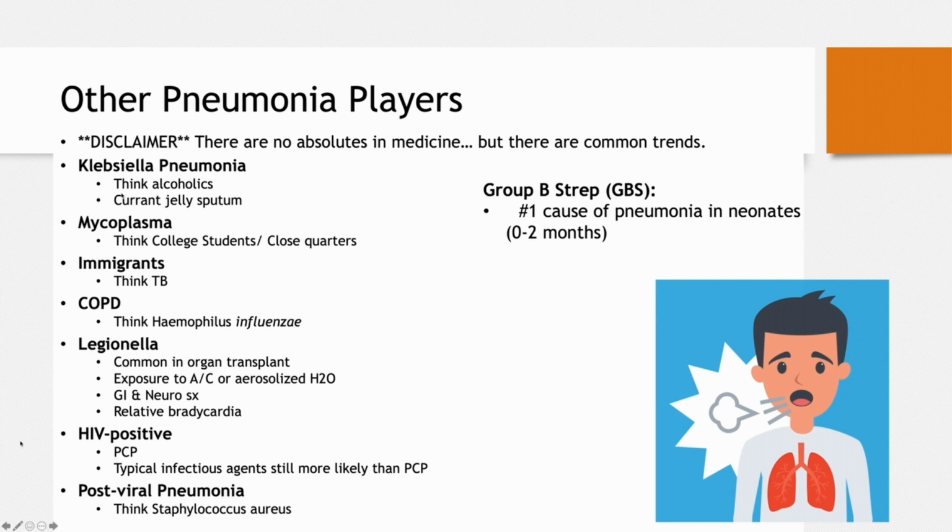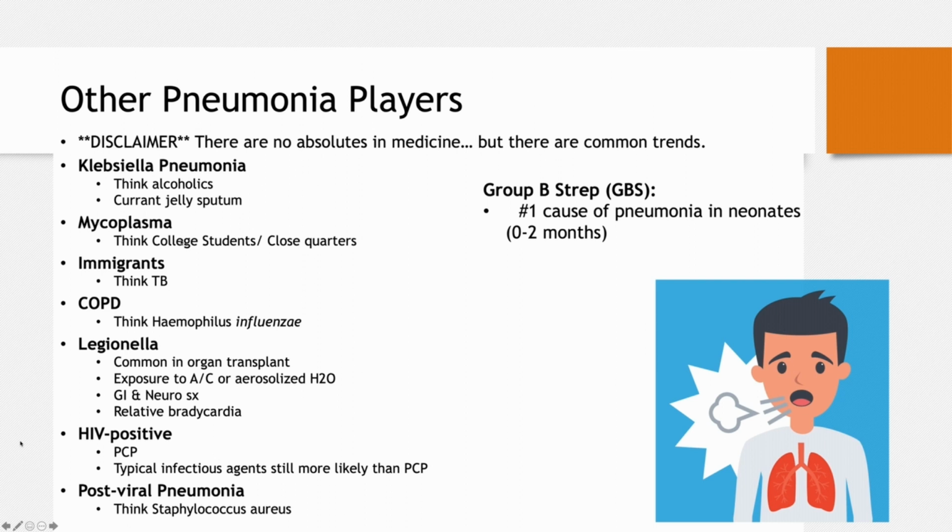So when we think of Klebsiella pneumonia, it tends to come upon us in alcoholics, and it causes currant jelly sputum. Currant jelly essentially looks like reddish colored jelly, like the kind you put in a peanut butter and jelly sandwich, and that is pathognomonic for Klebsiella pneumonia.